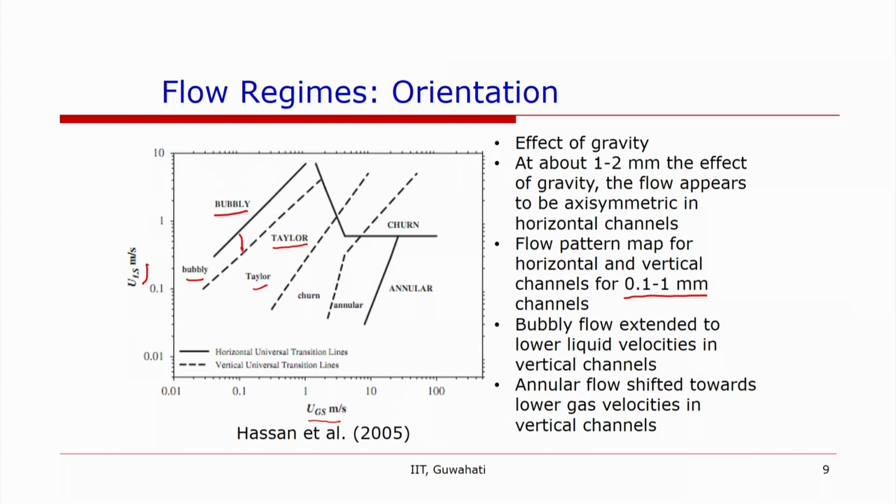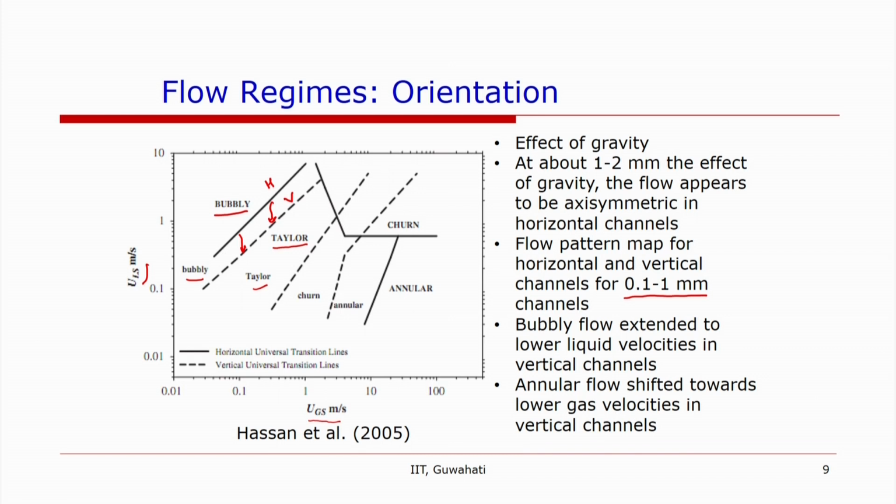You can see the liquid velocities, this is for the horizontal channel and this is for the vertical channel. So, what we can see is that the bubbly flow occurs at lower liquid velocities in the vertical channel. Similarly, the annular flow is shifted towards lower gas velocities in vertical channels.